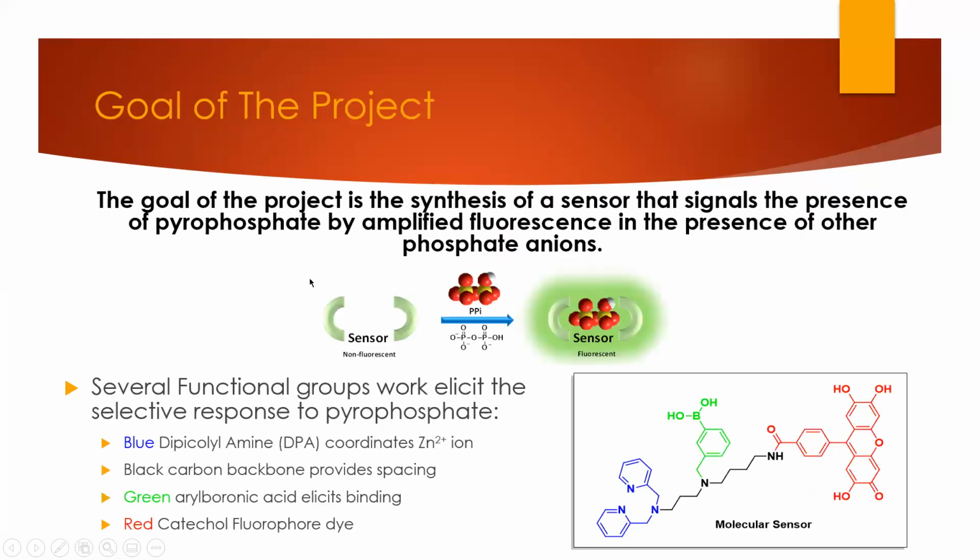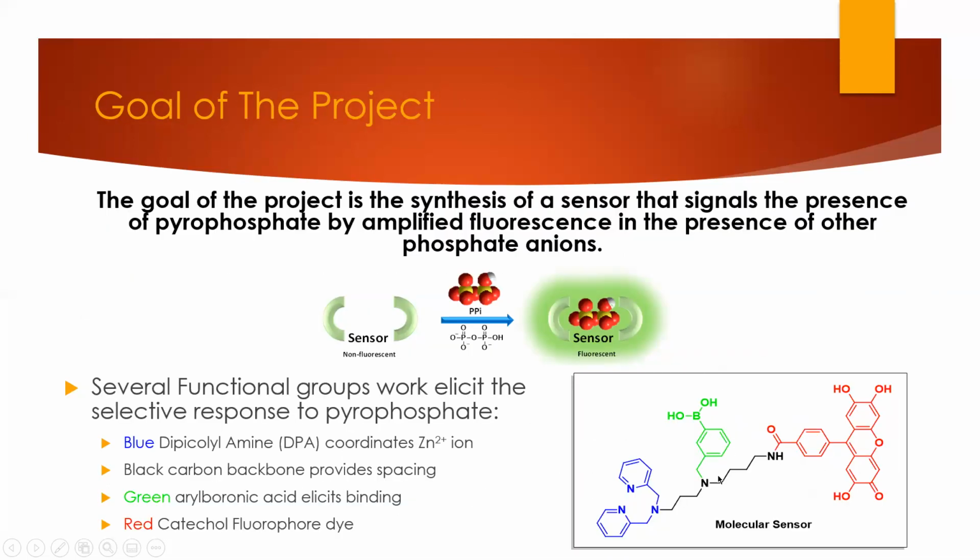So our overall goal of this project, again, is the synthesis of a sensor that is selective for pyrophosphate and produces an amplified fluorescence response in the presence of other phosphate anions. So it's selective over those to provide the highest accuracy possible. And then we have a slight scheme. So the sensor will be non-fluorescent, and then upon addition of the pyrophosphate anion, it will become fluorescent in direct proportion to that addition of the analyte.